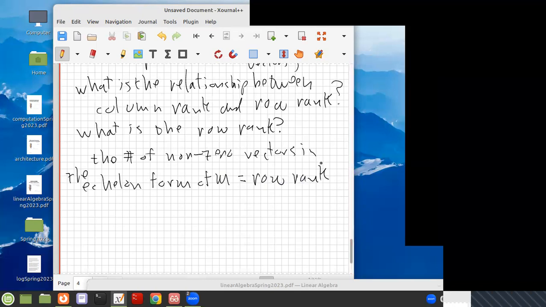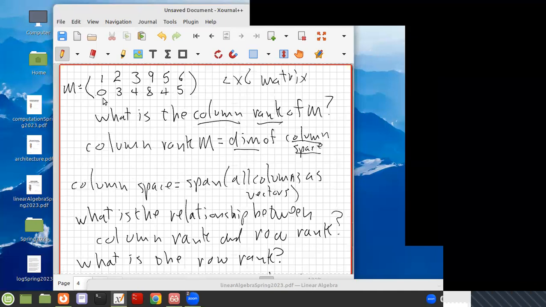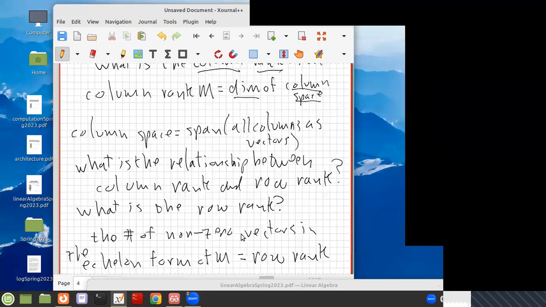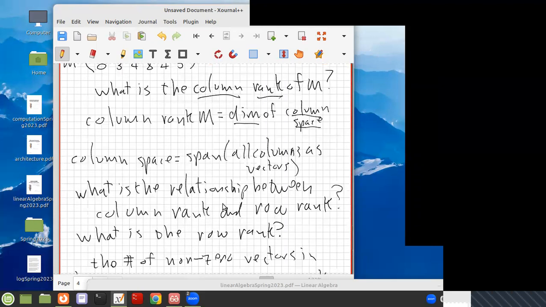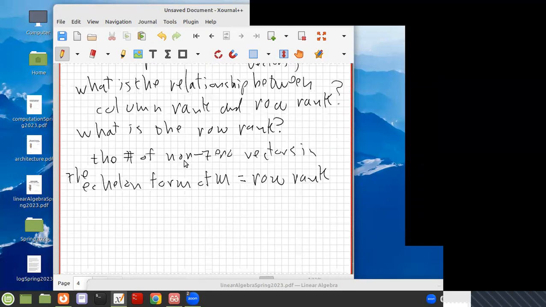Right? So is this matrix in echelon form? Yeah. So how many non-zero rows does it have? Two. It has two. So the row rank is two, which means the column rank is two. Because M is in echelon form, the row rank of M equals two, which equals the column rank.